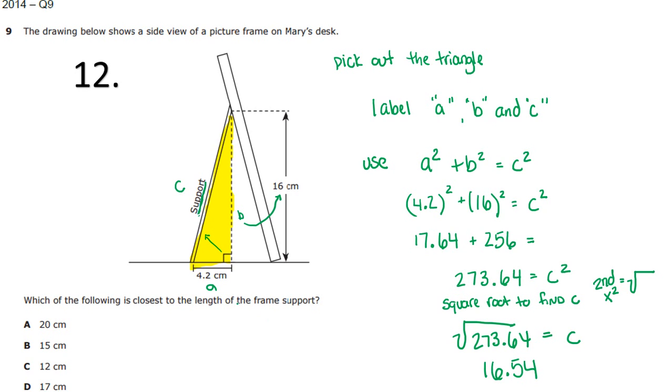Alright, finally, we're looking for the closest value. If we round this number up, we get 17. And that makes D our answer choice. Alright, we have 3 more questions to go.